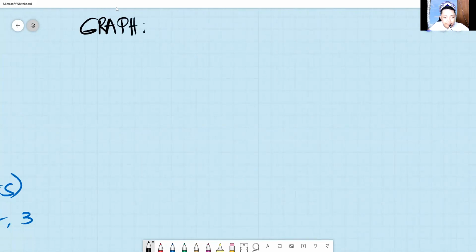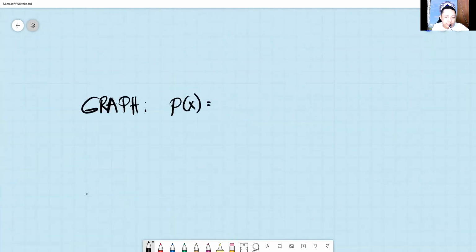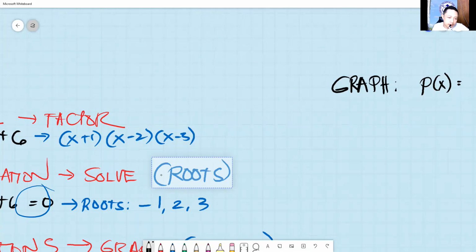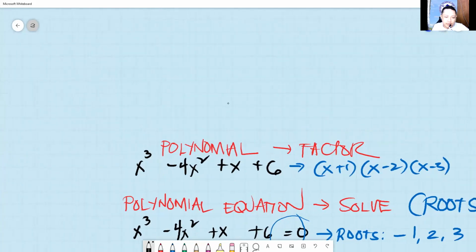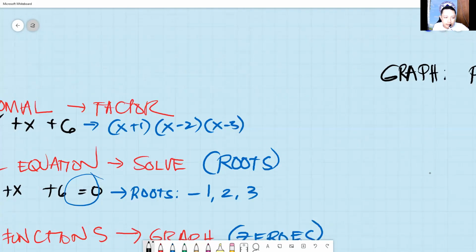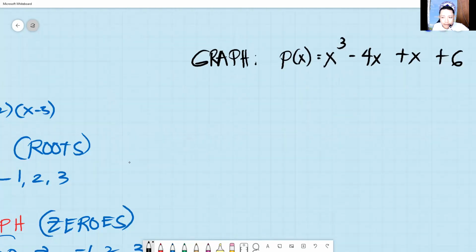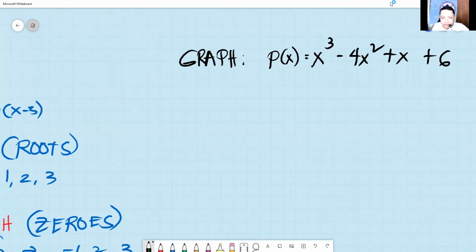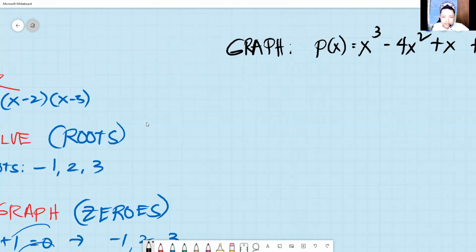Graph p of x. So it's a function, it's a p of x. P of x is equal to, what's our given? Sorry. X cubed minus 4x squared plus x minus 6. Did I write it correctly? Okay.